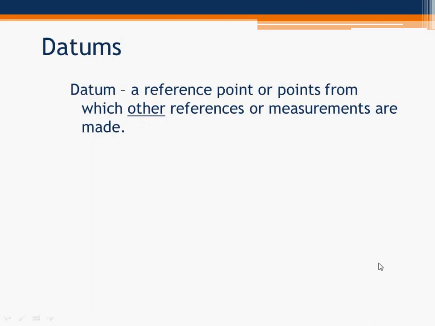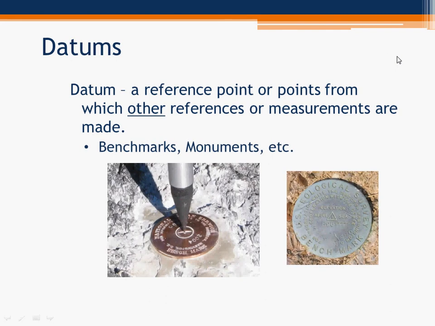So let's define what a datum is. A datum is a reference point or points from which other measurements or references can be taken or made. Really good examples of this are monuments and benchmarks. Maybe you've been out in the world and you've seen these things stamped into a concrete block or into some sidewalk location, a place that doesn't move. And so measurements, northings and eastings, can be taken off of that location.